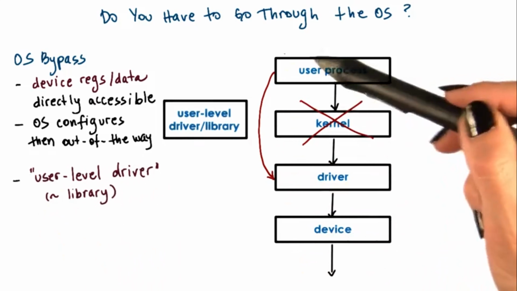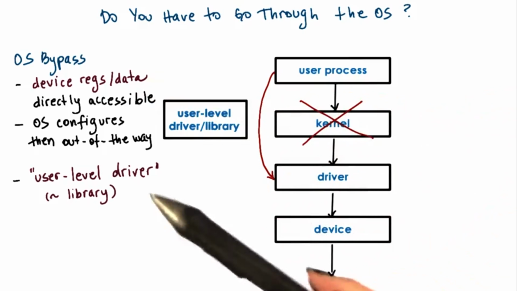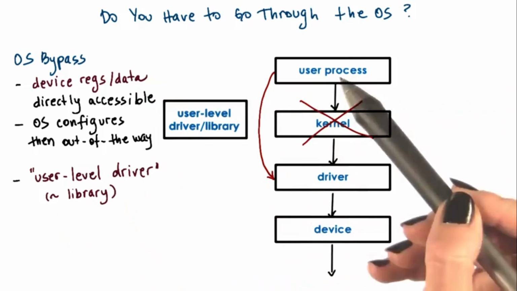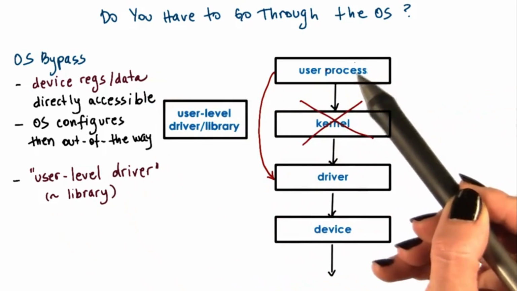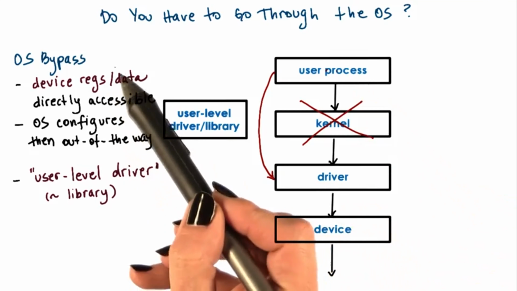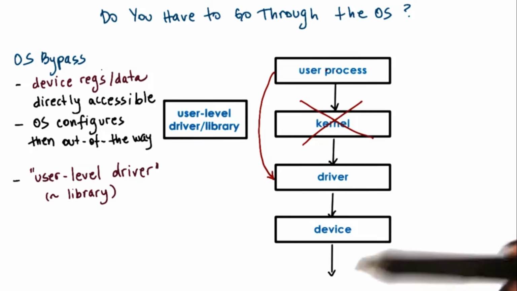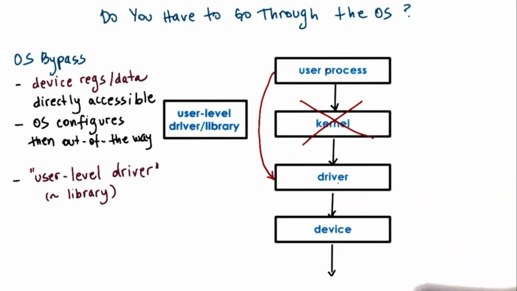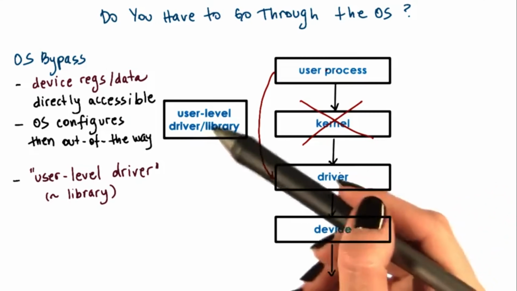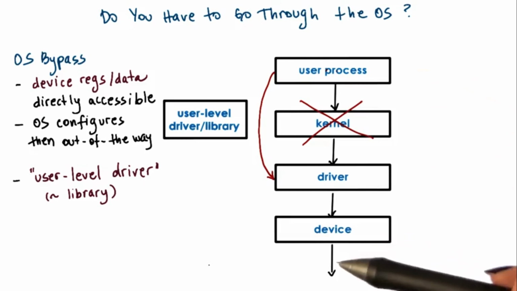Since we don't want the user process to go into the operating system, this driver has to be some user-level driver. It's like a library that the user process has to be linked with in order to perform the device-specific operations regarding the access to registers or device configurations that are typically performed by the kernel-level drivers. Like the kernel-level drivers, this user-level driver code will typically be provided by the actual manufacturers of the devices.